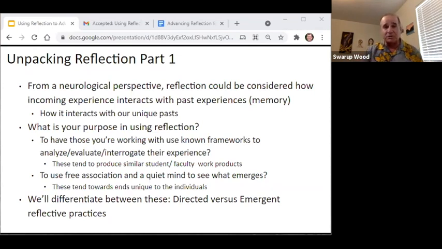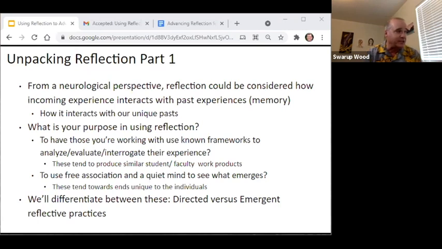So, and use those frameworks to analyze, interrogate, evaluate their experience. And doing that tends to shift, focus the group in a single direction. The work's not identical, but it's very directional. And then, do we really want to engage the people that we're with as individuals? So to use free association and a quiet mind to see what emerges, a very different practice. And we'll differentiate between those two, directed versus emergent reflective practices.